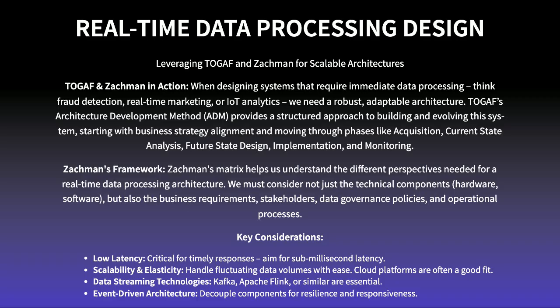Zachman's framework is equally important. It reminds us to consider everyone involved, not just the tech specs, but also the people who use the data and the rules that govern it. We need to prioritize low latency, meaning super fast response times, and ensure our system can handle spikes in activity. Technologies like Kafka or Flink are key. Essentially, we're creating an event-driven architecture where different parts of the system talk to each other without being tightly coupled.